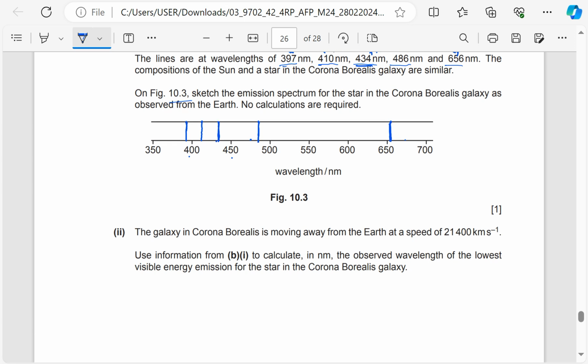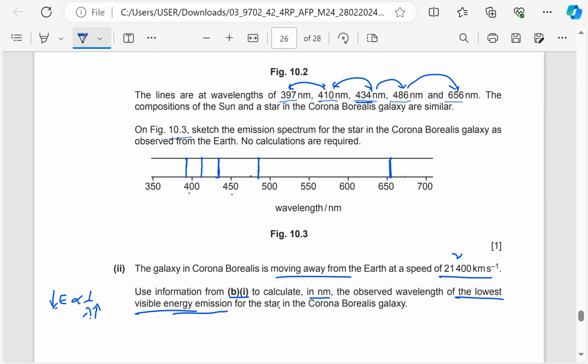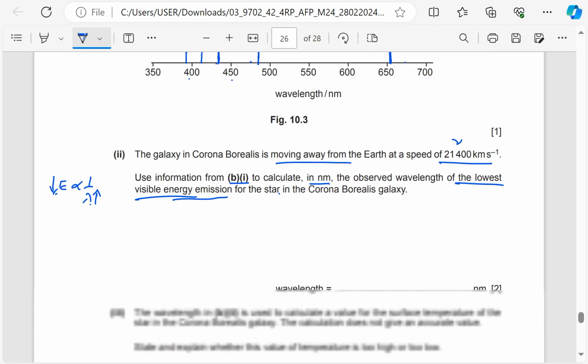The galaxy in Corona Borealis is moving away from the Earth at a speed V of 21,400 kilometers per second. Use the information in B Roman 1 to calculate in nanometers the observed wavelength for the lowest visible energy emission. Note that energy is inversely proportional to wavelength, so the lowest visible energy emission implies the greatest wavelength. The information in B Roman 1 gives 656 as the greatest wavelength.